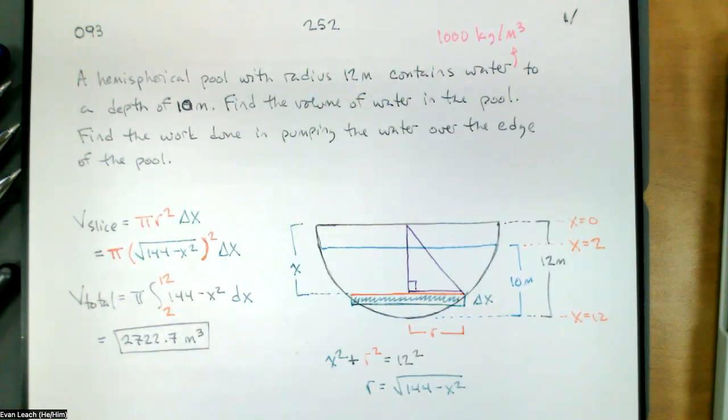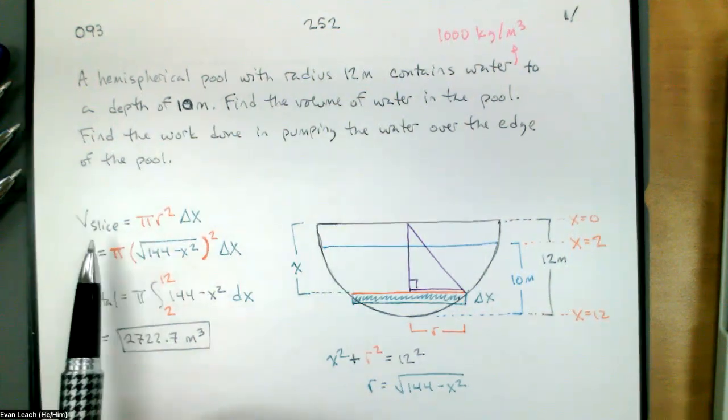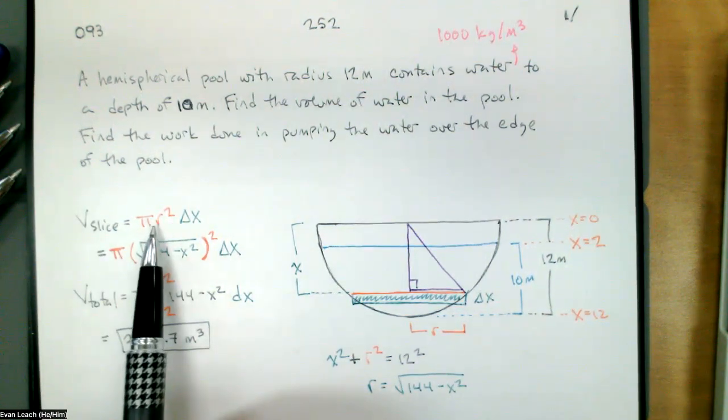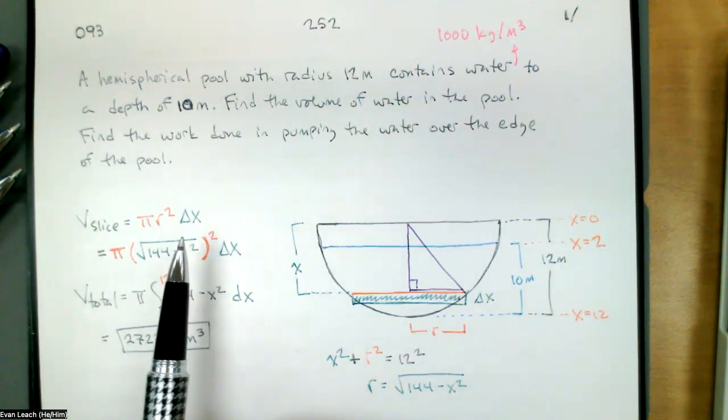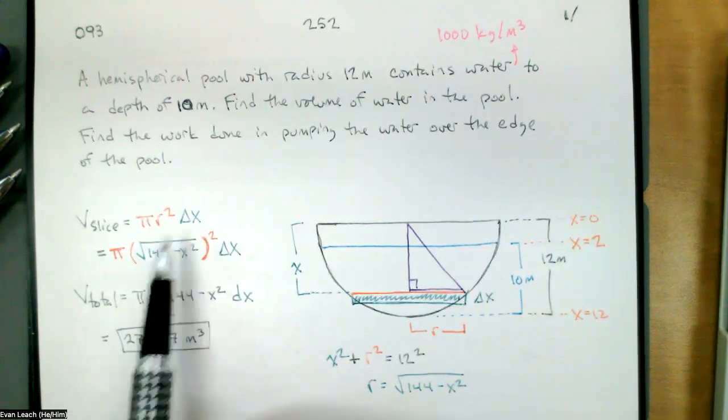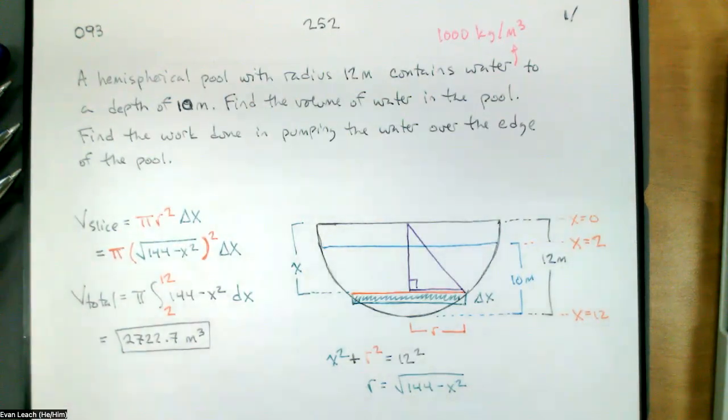So we got 2,722.7 cubic meters. Now note our cubic meters goes all the way back to the volume of the slice. Our radius is in meters, and that's getting squared, so we get meters squared. Our delta x is where the third meter comes from. So meters times meters, cubic meters. We can also just assume that we've got everything lined up and know that we're calculating the volume and just write meters cubed. That would be the confidence move.